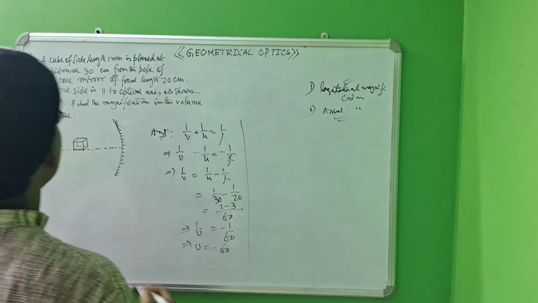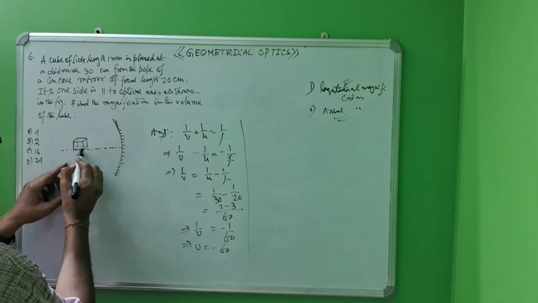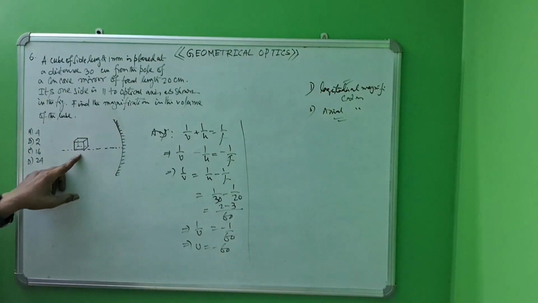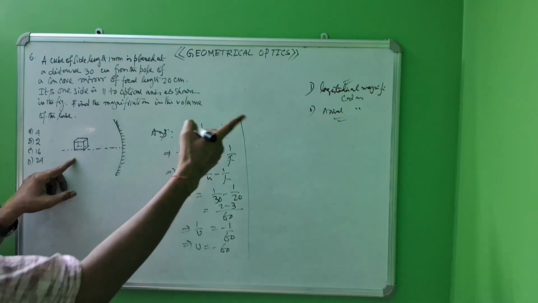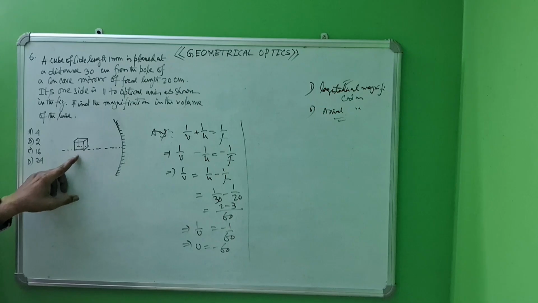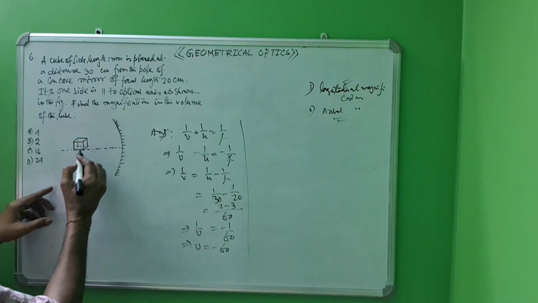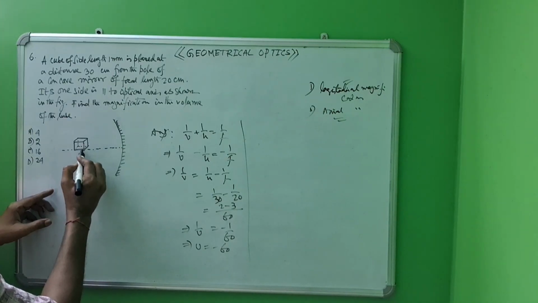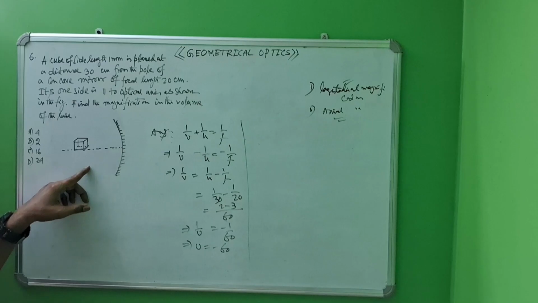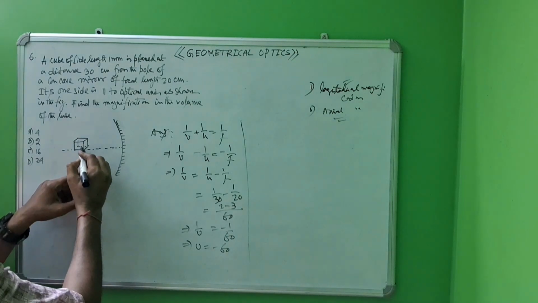Now this is the x side. When the image of this is obtained, this will be the axial magnification, because this lies along the optical axis. And for this side and this side, these two sides are perpendicular to the optical axis.